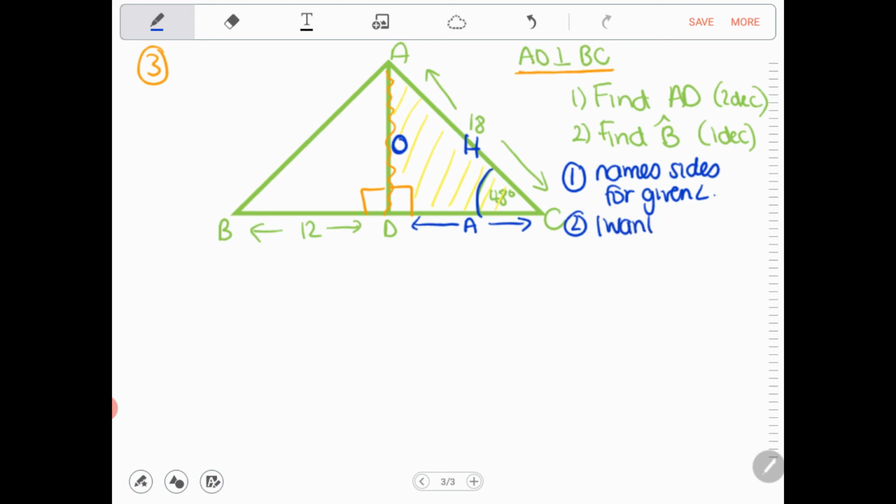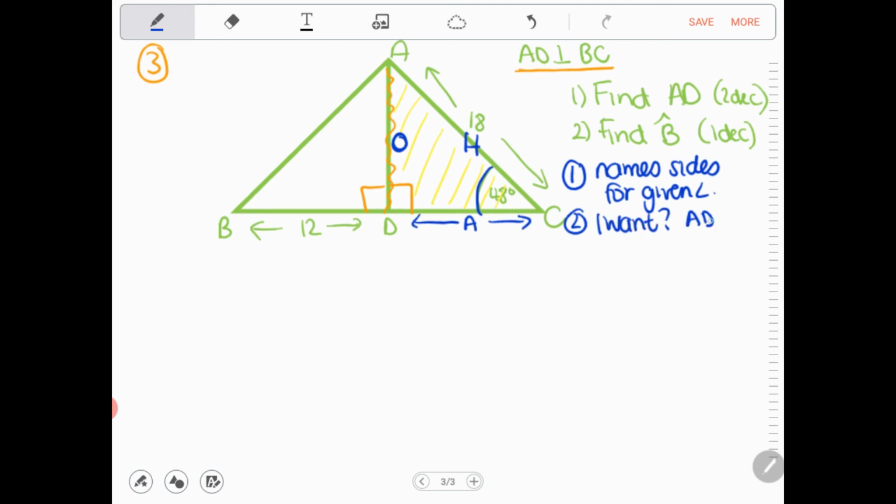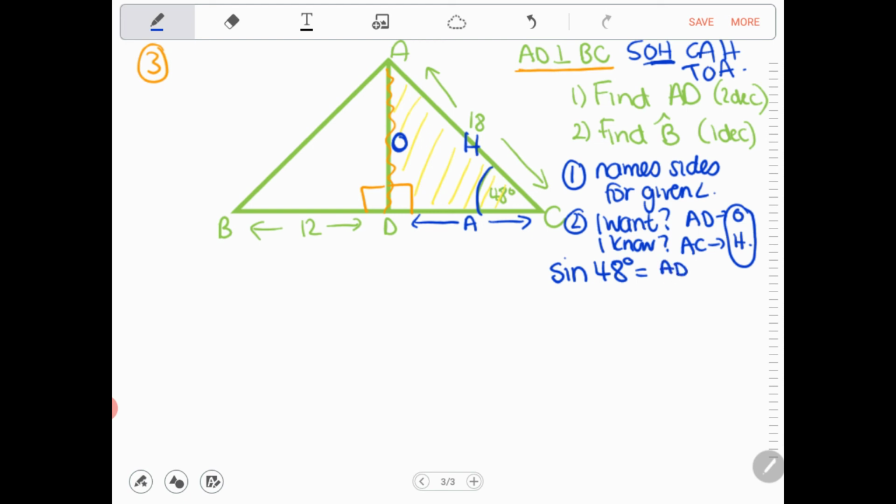Which side do I want? I want AD, which is the opposite. And which side do I know? I know AC, which is the hypotenuse. Okay, so then we make our equation. What are we going to be using? O and H. So which one has O and H? It's sine, so I have to use the sine of 48 degrees, because that's the one I used to name my sides, is equal to opposite, which is the side I'm looking for, AD, over my hypotenuse, which is 18.